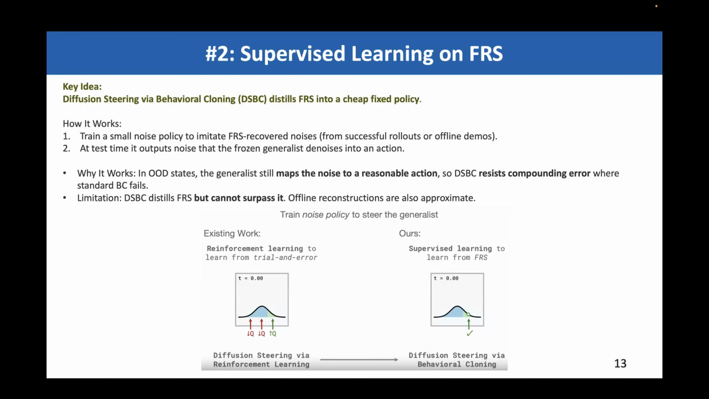And at test time, the noise policy will output the noise, and then you will have the base policy denoise that noise into an action. And why this works is that in out of distribution states, where usually the base policy has compounding error, the generalist here will still map noise to a reasonable action compared to where a standard BC might fail. But one limitation is that because this is essentially distillation, it can never surpass the original FRS, and the reconstruction is quite approximate also.